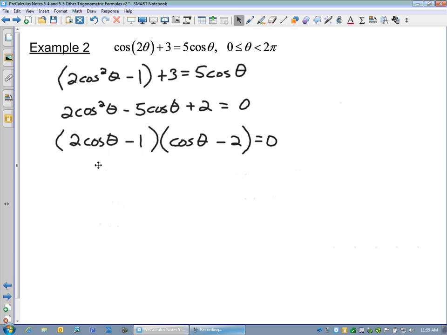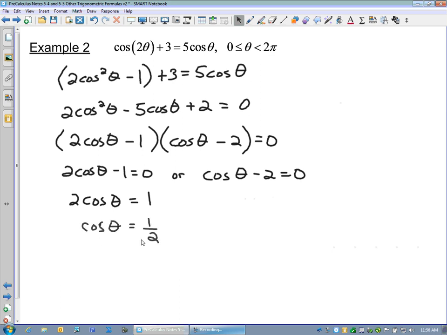So now we're going to use the zero product property. Anytime you have two things multiplied together and the result is 0, that means one of them must be 0. So either the first factor is equal to 0, or the second factor is equal to 0. Now we can solve each equation individually. On the first one, I'm simply going to add 1 to both sides, which gives me that. And divide by 2 would give me cosine of theta equals 1/2. Or in other words, a function of an argument equals a value.